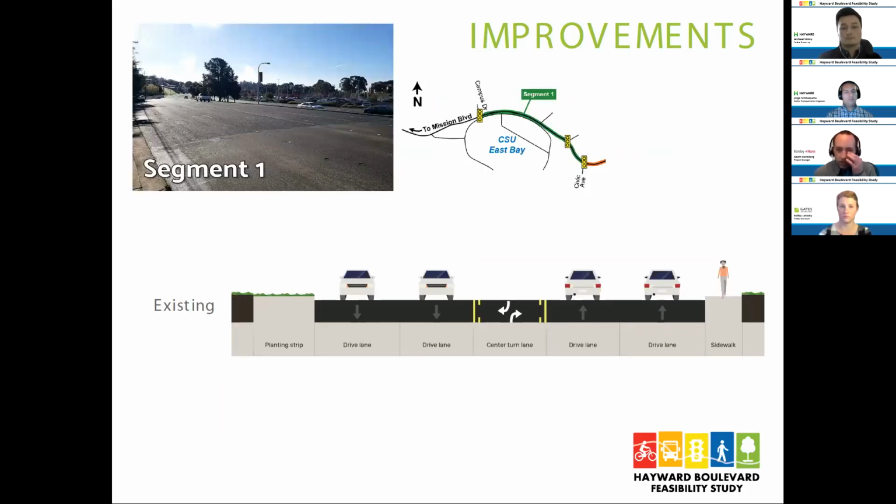Okay, so now I'll focus a little bit on each of the segments. Segment 1 is between campus and Civic, and this is what it looks like today. There are 4 traffic lanes and a center turn lane. The center turn lane can be used to make left turns on and off the corridor, or it's just like a striped open asphalt area. Go to the next one.